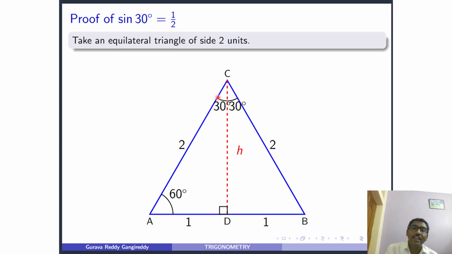So here ACB, ADC, you can take ADC as a right angled triangle. Also BDC is a right angled triangle. This I am taking as height, altitude. So this is the angle bisector, this is the altitude, and this is the median. Here 60 degrees, here also 60 degrees, here 30 degrees and 30 degrees. This is an equilateral triangle.